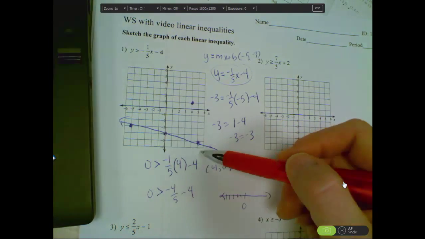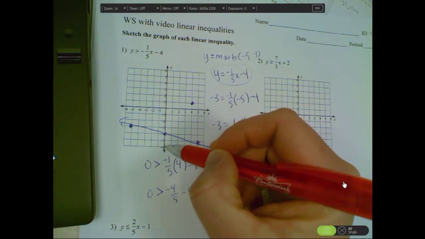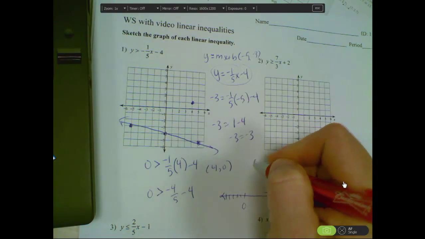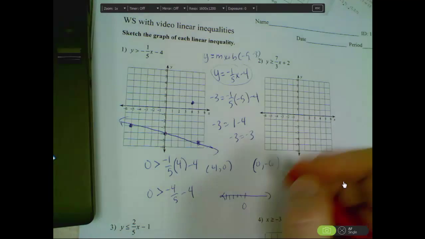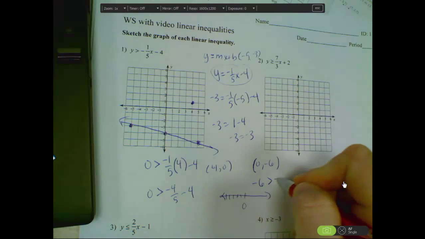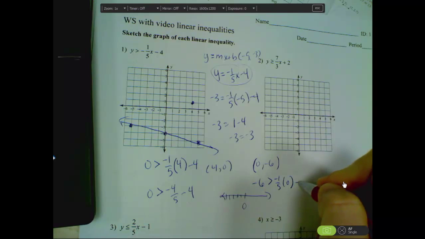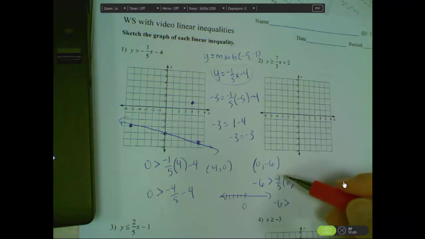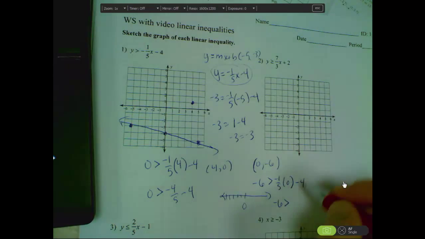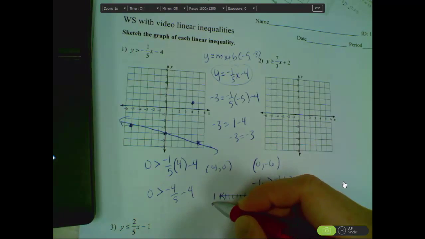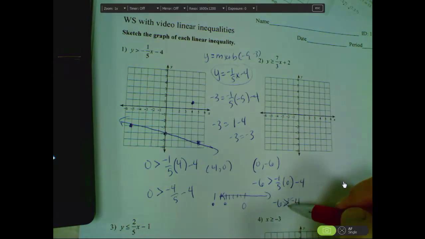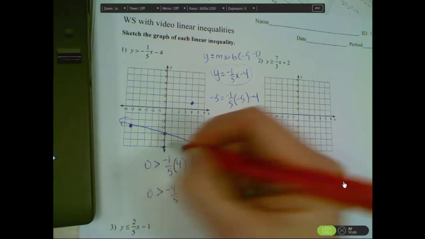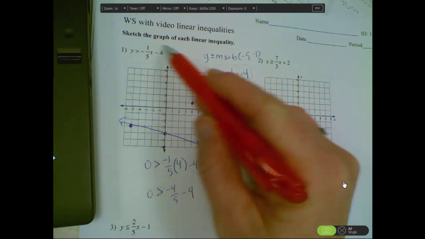Find a point down here, any point at all. How about 0, negative 6? See how that's underneath the line? Let's check the point 0, negative 6. I'm going to plug it into this inequality. Negative 6 is greater than negative 1/5 times 0 minus 4. Negative 1/5 times 0 is 0, minus 4. Is negative 6 greater than negative 4? Think about a number line. Negative 6 is here, negative 4 is here. Negative 6 is not greater than negative 4. So this point is false in this inequality.